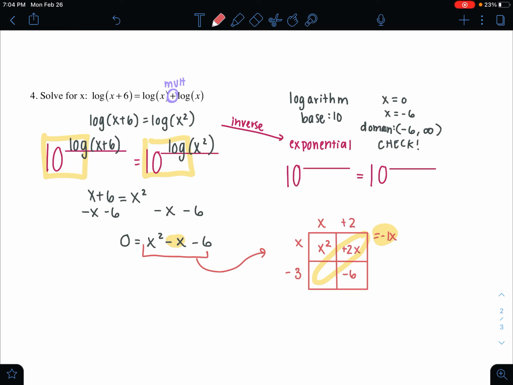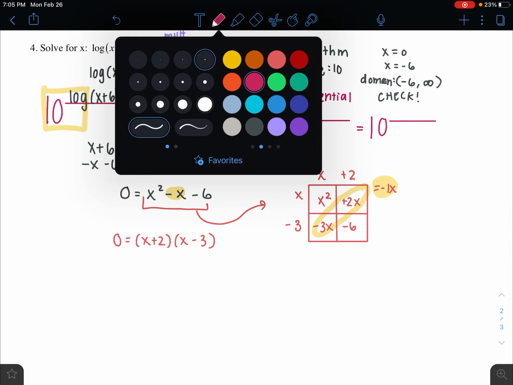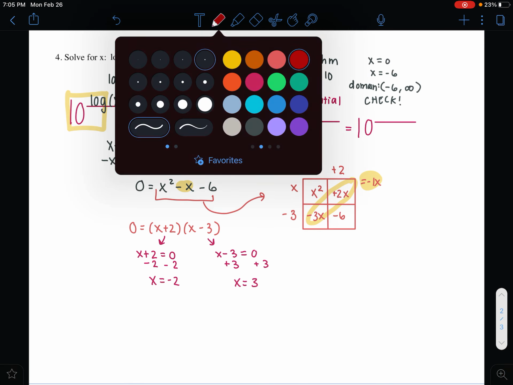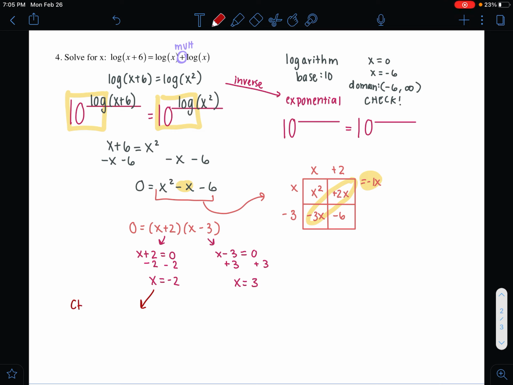-3 and +2, let's check. Those add to be -1, so we have our factors. So 0 equals x plus 2 times x minus 3. You set your factors equal to 0 to solve for x. So we get x equals -2 and x equals 3. Since it's a logarithm, we know that logs have to have positive arguments, so bigger than 0 and not negative. So you need to check them separately in the very first one.